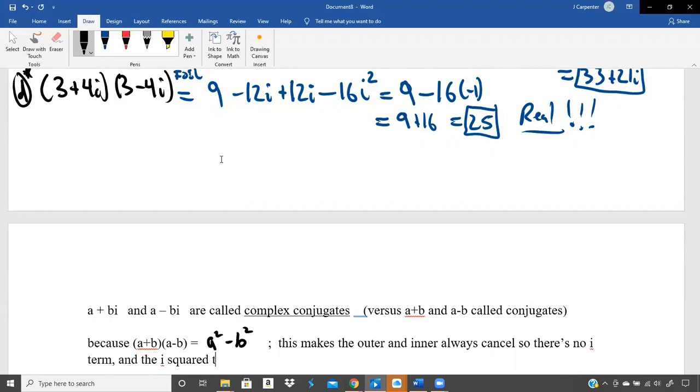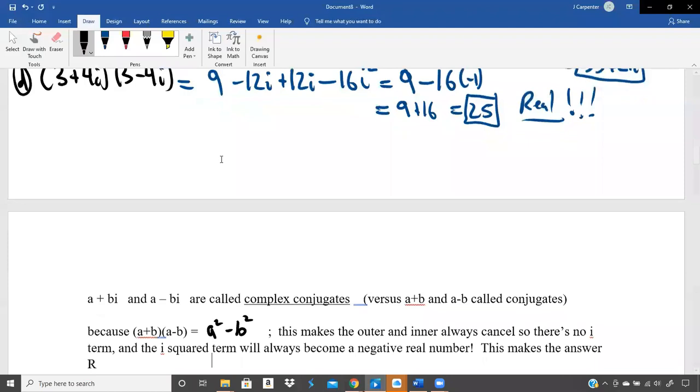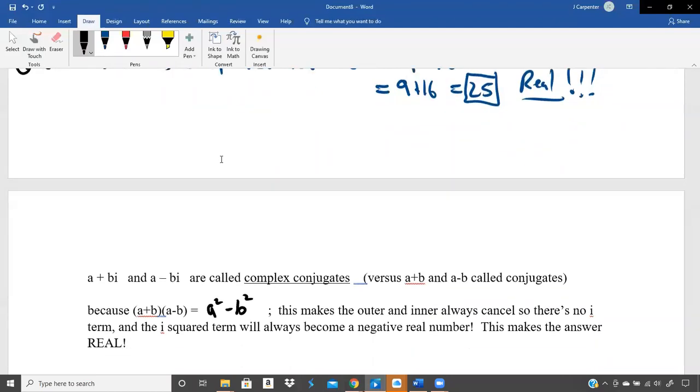The i squared term will always become a negative real number. This makes the answer real. So that's the logic and reasoning behind this. Because we're multiplying conjugates, the outer and the inner will drop out because they're like terms. The outer and the inner would have held the regular i term. The last term is going to end up having an i squared, and i squareds become real numbers as well. So this will always give us a real number.